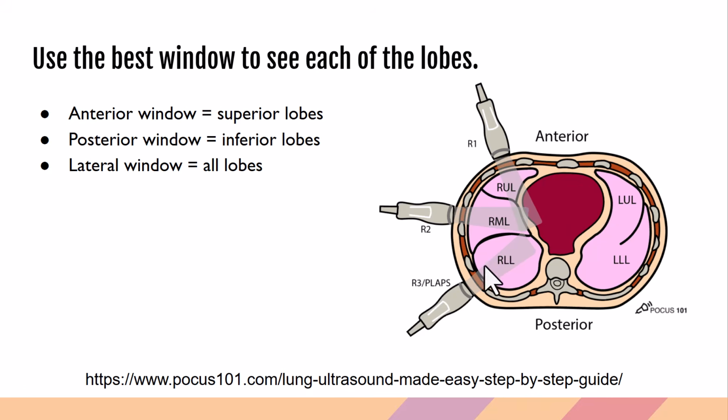The posterior window, which we can see here, is going to be better for the inferior lobe of the right and left lung. And then the lateral window, while it does give us viewpoints of all of the lobes, is best used for that right middle lobe.